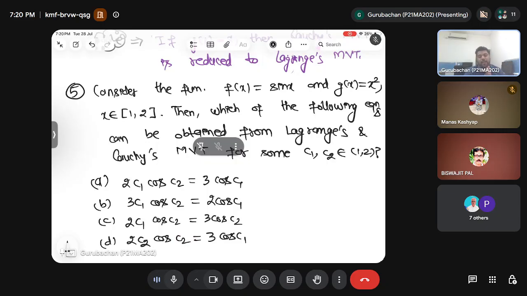So you need to apply Lagrange theorem or Cauchy mean value theorem and tell me which of the following equations you are going to get. You need to use both the theorems. Try this one. Begin.